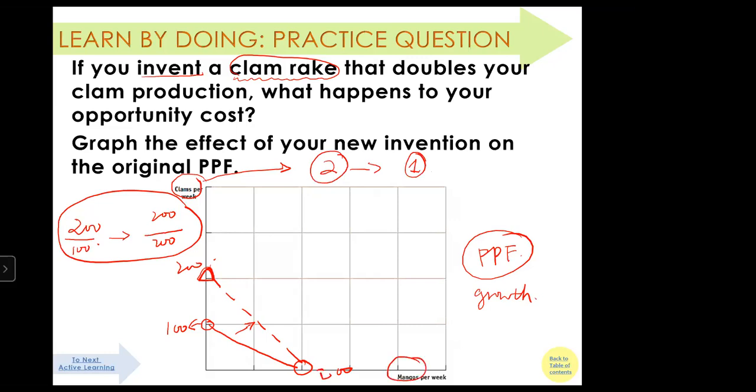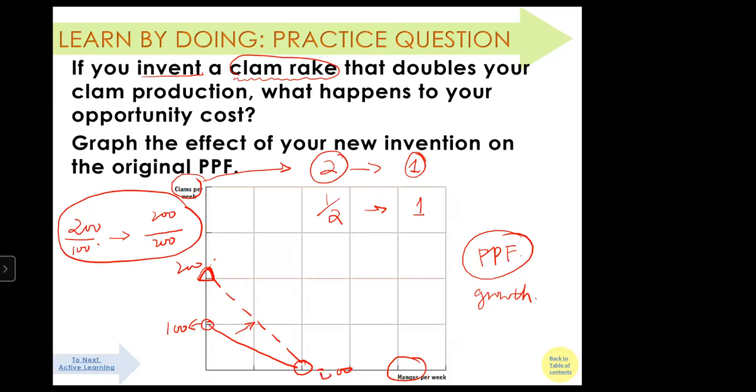Right? So this new technology reduced the cost of clam. But at the same time, this new technology is going to make mango production more expensive. Right? And that means before, mango cost 1/2 clam, now it will cost 1 clam. The mango becomes more expensive, right? So this cost is in relative terms.